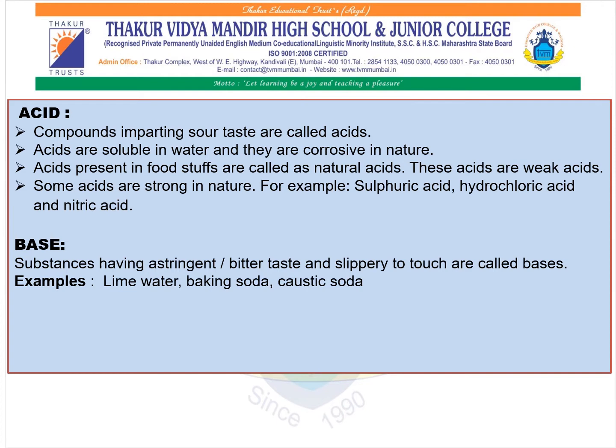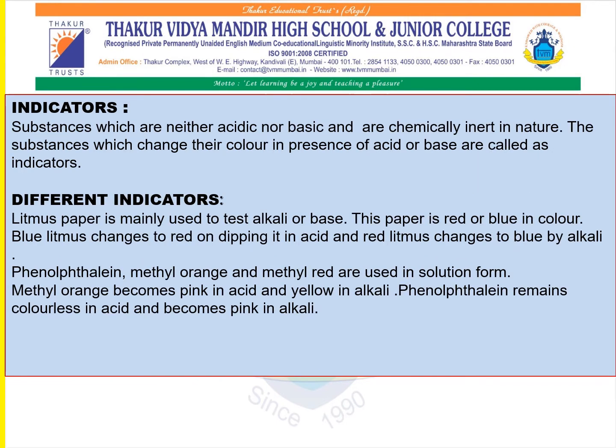Now coming to bases: substances having an astringent and bitter taste and slippery to touch are called bases. For example, lime water, baking soda, caustic soda. Now coming to indicators: substances which are neither acidic nor basic and are chemically inert in nature, and which change their color in the presence of acid or base, are called indicators.